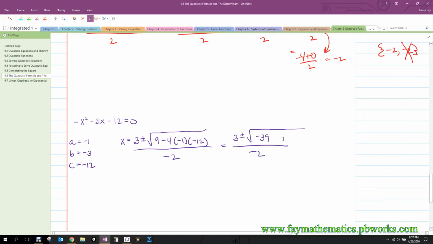And what that tells me is, if I ever do this work and I get a negative underneath the radical, I don't need to go any further. Okay, I'll stop here for now until we get to algebra 2. But you would stop there and you would say no real solutions. And the reason is because you cannot take the square root of a negative. Okay, and what it tells us then is that our parabola never touches the x-axis.